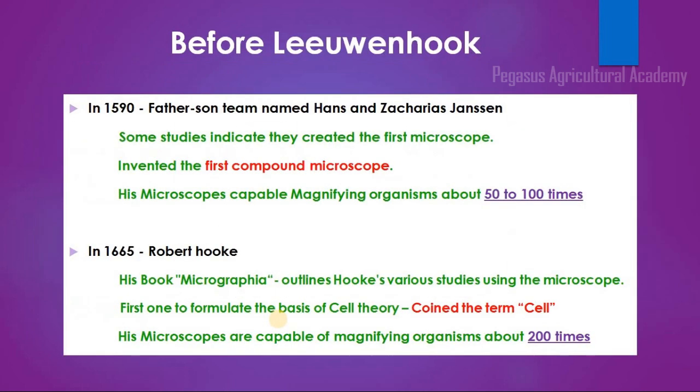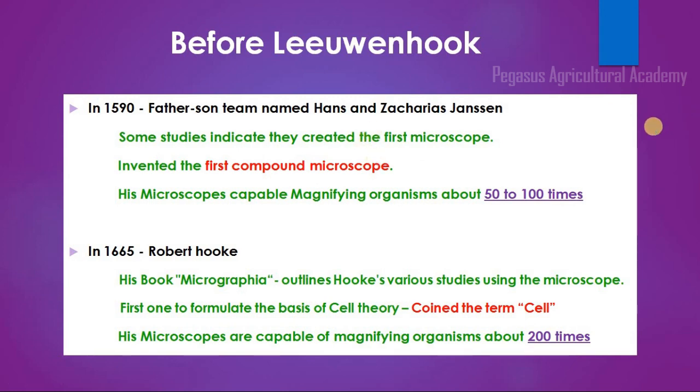Before Leeuwenhoek, there were certain persons who used a microscope. During the year 1590, there was a father-son duo, Hans and Zacharias Janssen. They were the first to use such a microscope. Some studies indicate that they created the first microscope. But during that time, different persons used to discover different things on their own. You don't have contact with anyone, so at the same time different persons would be using different kinds of microscopes. So there is no clear-cut history of who discovered the microscope, but most studies indicate that Hans and Zacharias Janssen discovered it.